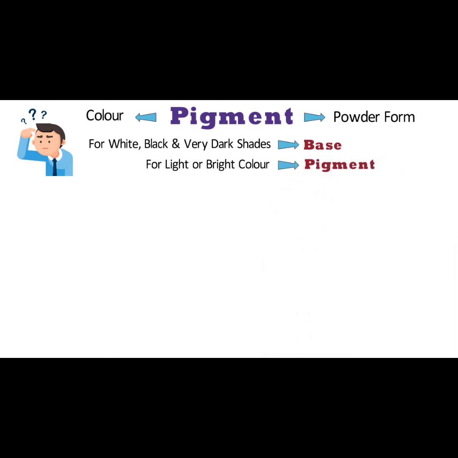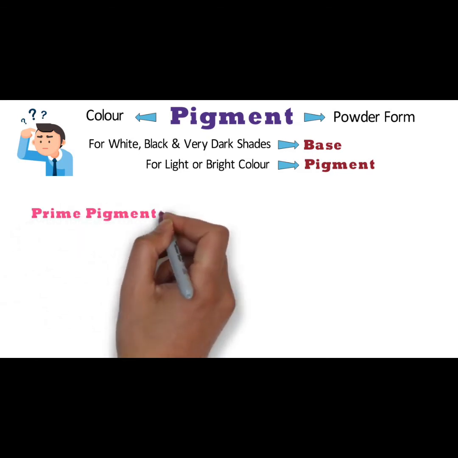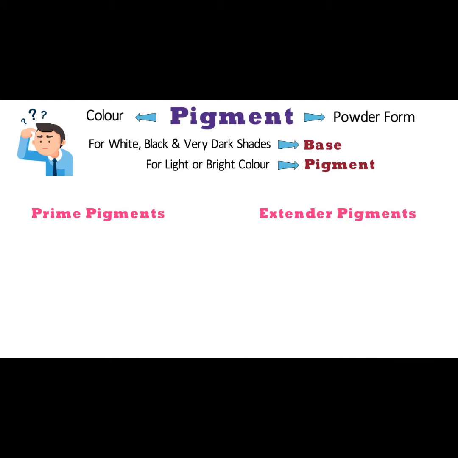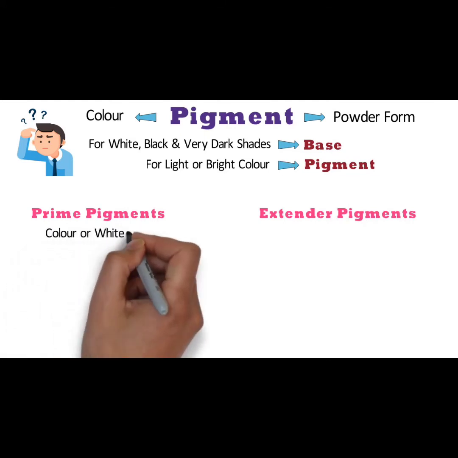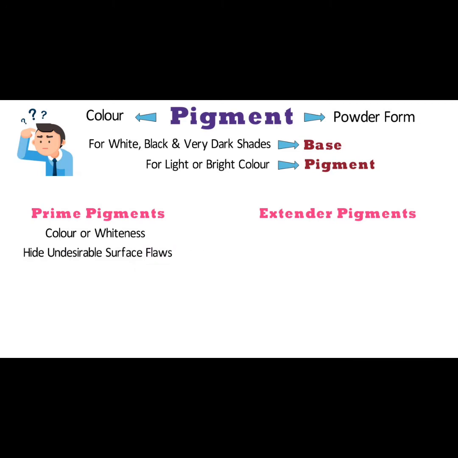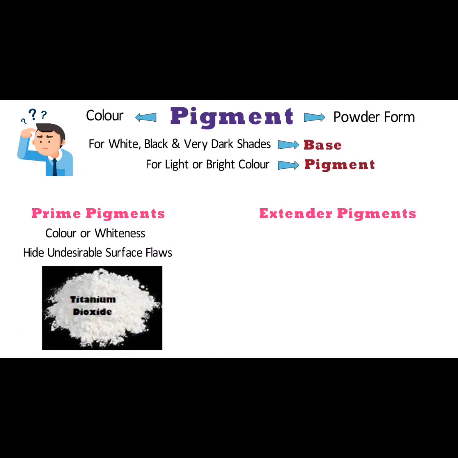There are two types of pigments. One is prime pigment and the second is extender pigments. Prime pigments are responsible for color or whiteness in a paint. It also hides undesirable surface flaws. Titanium dioxide is the main ingredient in prime pigments.